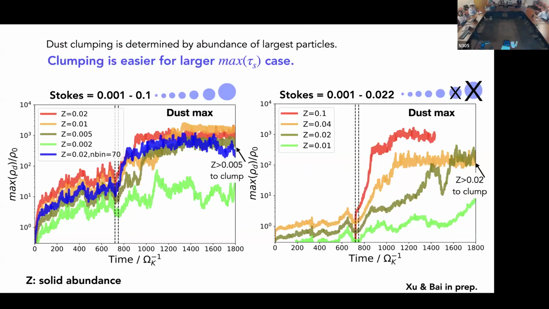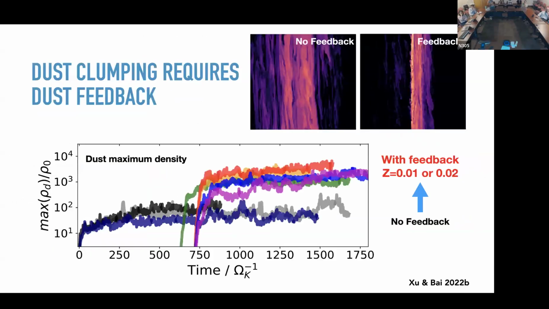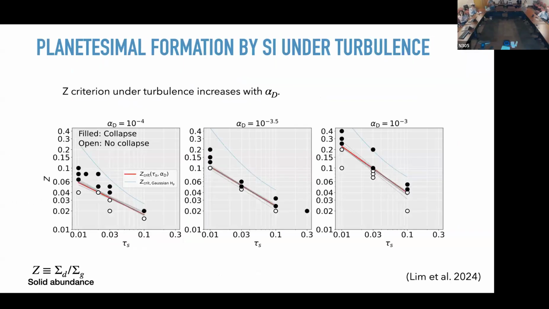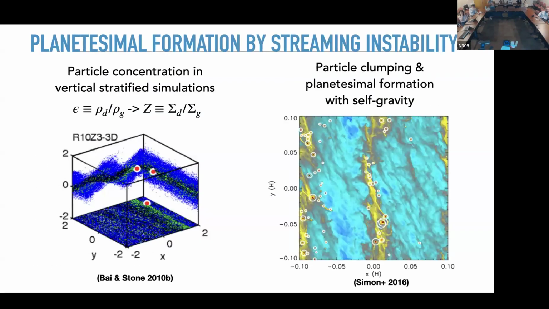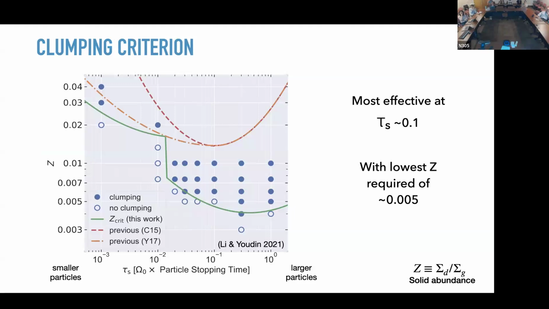Yes. So I can go all the way back. Show the... sorry, I missed that. Yeah, this one. So that's why most of the streaming instability simulations are motivated by this kind of curve, where they choose Stokes 0.1 as the easiest case. But if we're really motivated by observations, we should go to much smaller Stokes number. I think that's the current problem.